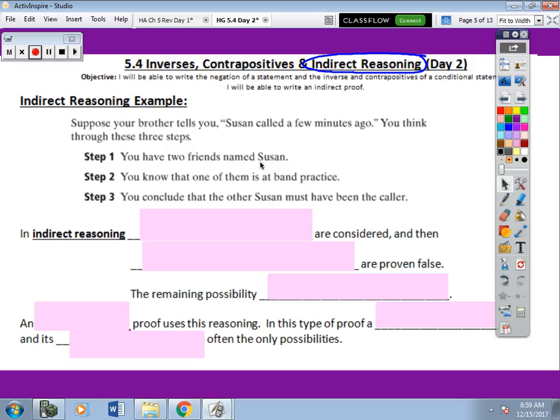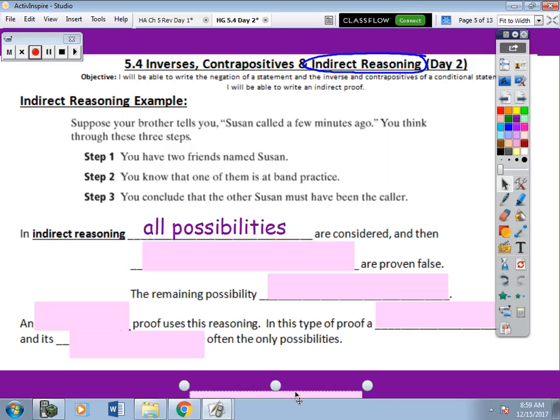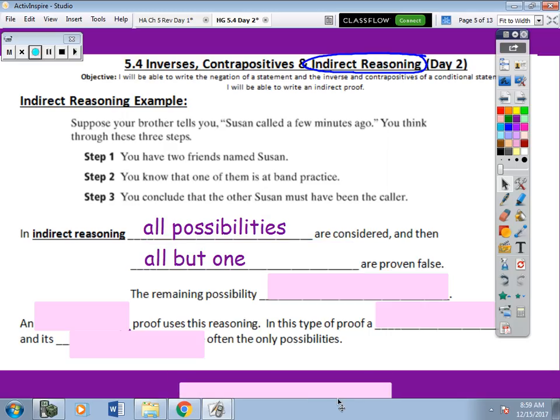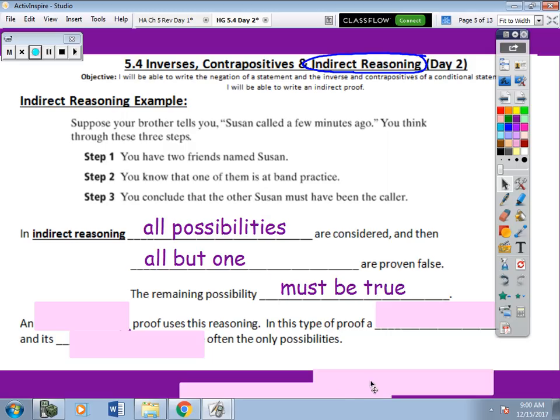The contradictions will be something we know, like triangle sum. Maybe the angles would no longer add up to 180. Or it could contradict the definition of acute or the definition of obtuse triangles. So the definition of indirect reasoning is all possibilities are considered. Just like here, they considered all the people she knew named Susan. And then all but one are proven false by something we know to be true. If all but one is false, then the one remaining possibility must be true.